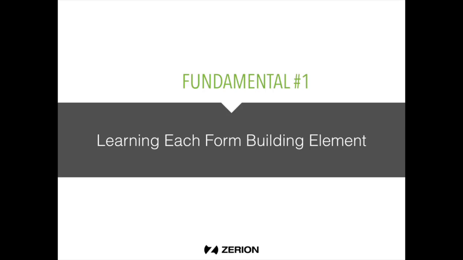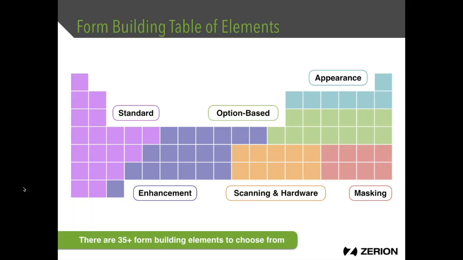So for our first fundamental, learning the different form building elements, I have this broken out into a table of form building elements. Now, there's over 35 different form building elements to choose from when you're working with iForm Builder, but they group into different categories of elements, and there's 6 of them. You're going to have your standard elements, which are going to be very similar to if you were doing data collection on a pencil and paper medium.